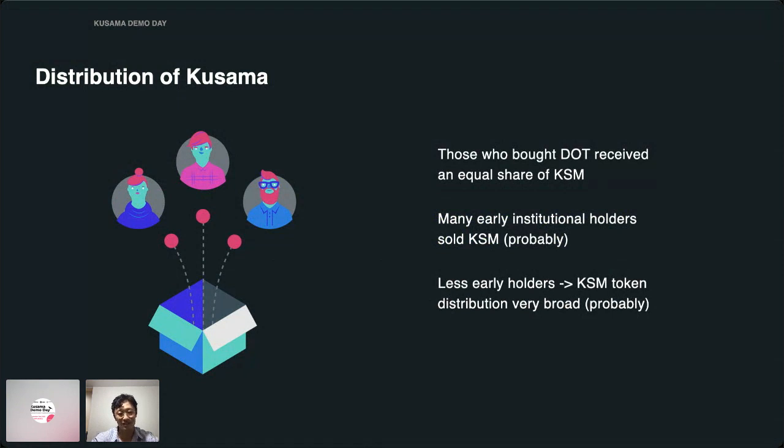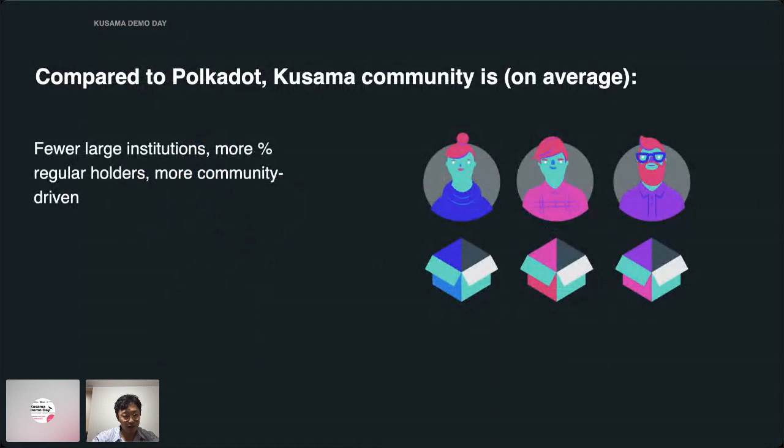So what projects are noticing is that there's fewer large institutions that hold it, there's a smaller percentage of regular users, and that Kusama as a community on average is more community driven than something even like Polkadot, which already is quite community driven based on, for example, the diversity of contributions to the Polkadot repo. So this makes it somewhat difficult for projects to truly determine where they need to look to find users that can contribute, for example, to their crowd loans or get excited about their Kusama projects.